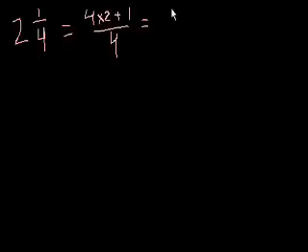Well, if we use the system that I just showed you, that equals 4 times 2 plus 1, over 4. Well, that equals 4 times 2 is 8, plus 1 is 9. 9 over 4. Now I want to give you an intuition for why this actually works. So 2 1/4, let's actually draw that. See what it looks like.